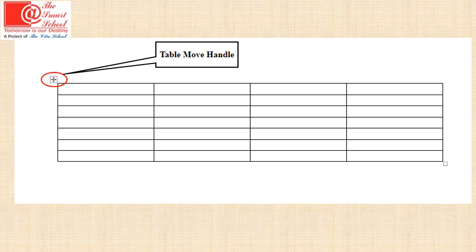If you want to move this table to a new place in the Word document, when you click inside any cell of this table, you will notice a plus sign will appear in the upper left corner of the table here. This is the table move handle. By holding this table move handle with your mouse and pressing the left mouse button, you can move your table to your desired location and release the mouse button to leave your table in that new position.